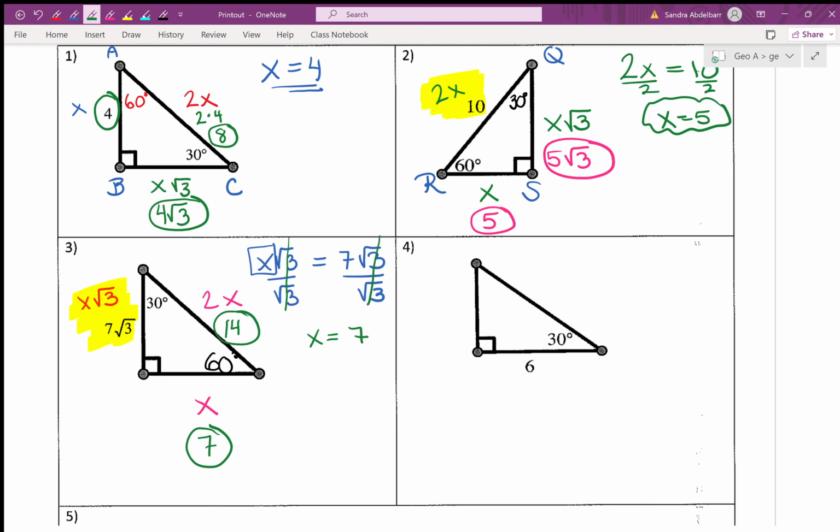All right, number 4. Stepping it up just a tiny bit. So again, we know this is a 30, 60, 90 triangle. The side across from the 30, I'm labeling with x. The side across from the 60, I'm labeling with x root 3. And the side across from the 90, I am labeling with 2x.